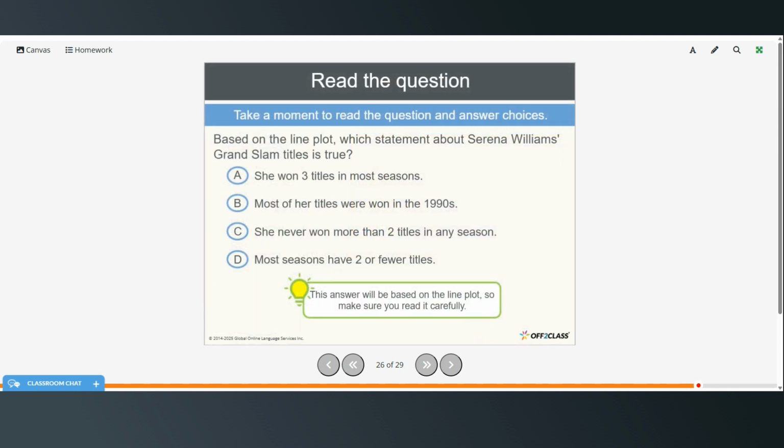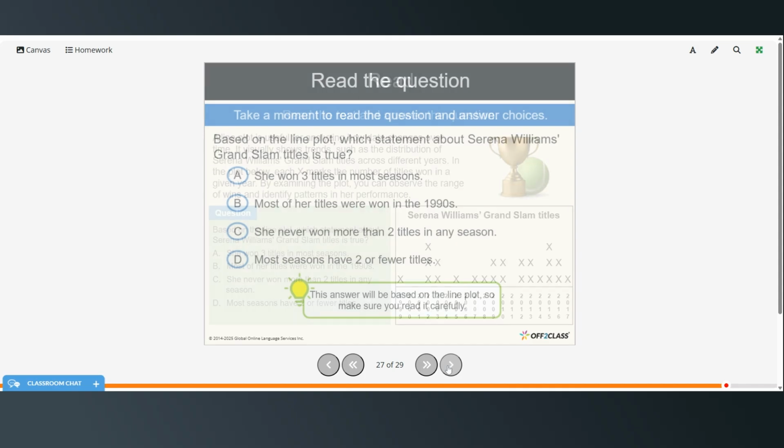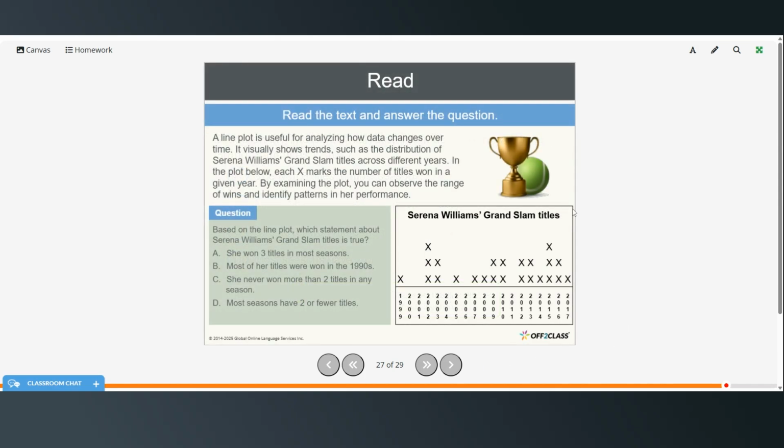So again, take a moment to read the question and the answer choices. And remember that this answer will be based on the plot line, so make sure you read it carefully. All right, now read the text and look at the plot line, and then choose your answer to the question.